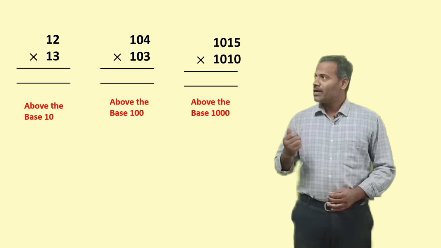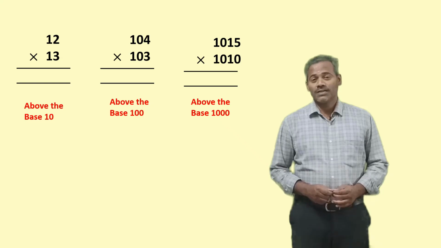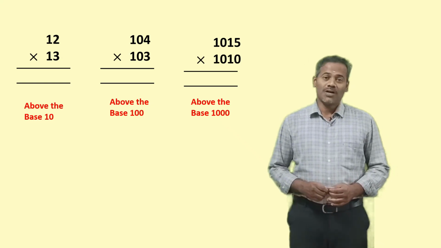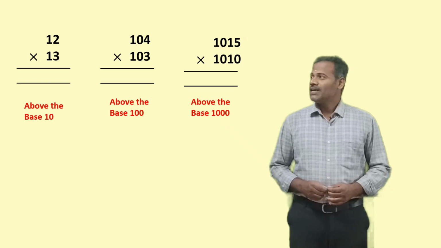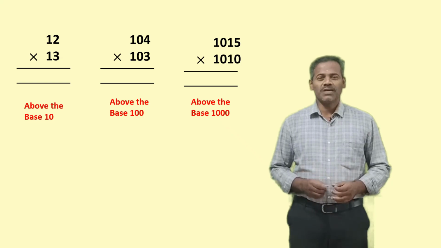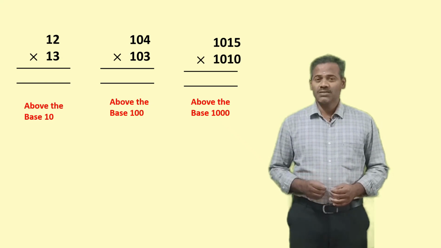And the problems are 12 into 13, 104 into 103, and 1015 into 1010. So we have three calculations here. The first problem is above the base 10, right? And what about the second problem? Yes, that is above the base 100. And what about the third problem? That is above the base 1000.